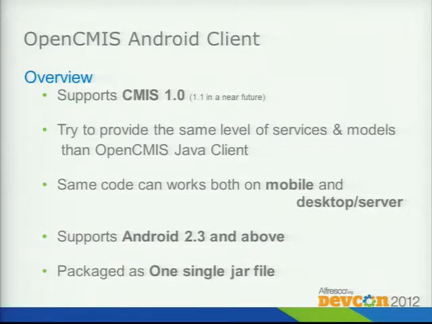The main idea of OpenCMIS is to provide document management inside your mobile device, inside your Android device. It supports CMIS 1.0, which is the standard right now. It tries to provide the same level of service and model as the OpenCMIS Java client on the server side. So the idea is that the same code that we implement on the server side or on the client side, on the mobile side, can work.